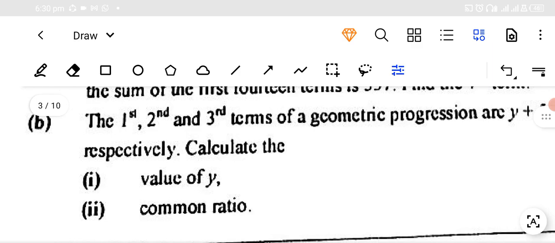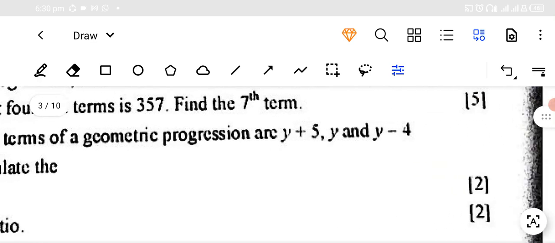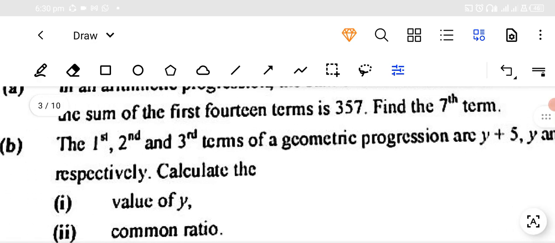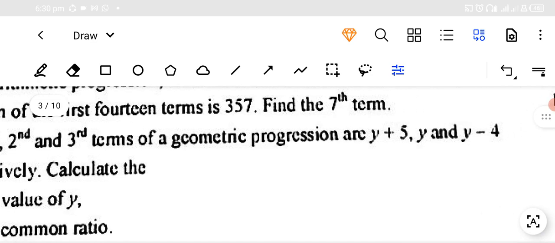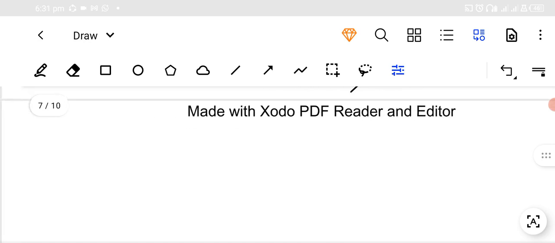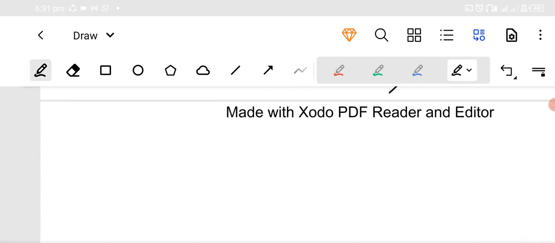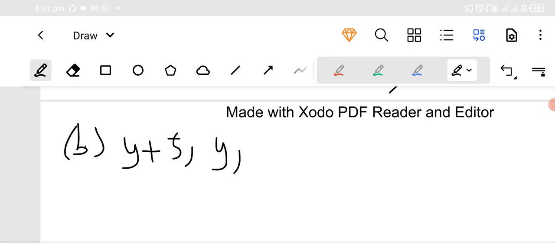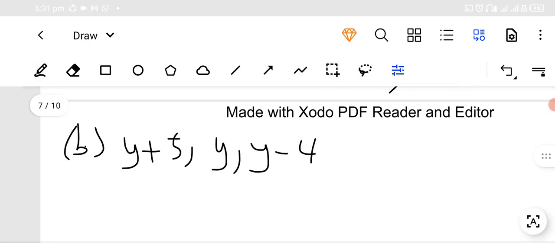The first, second, and third terms, these are consecutive terms. So we can easily find the common ratio because we know they are consecutive terms. This is why it's carrying 2 marks. So we have the first, second, and third terms: y plus 5, y, and y minus 4.